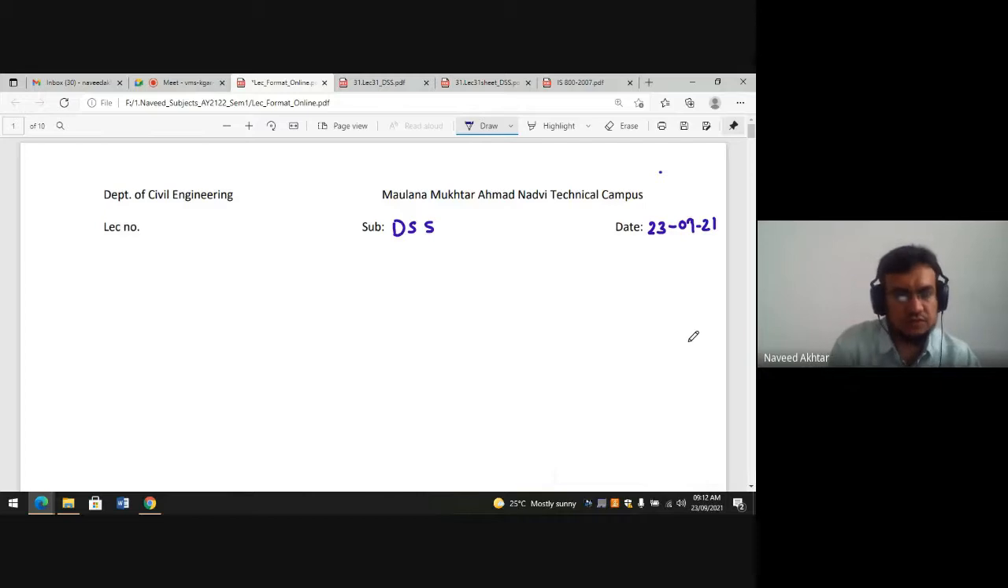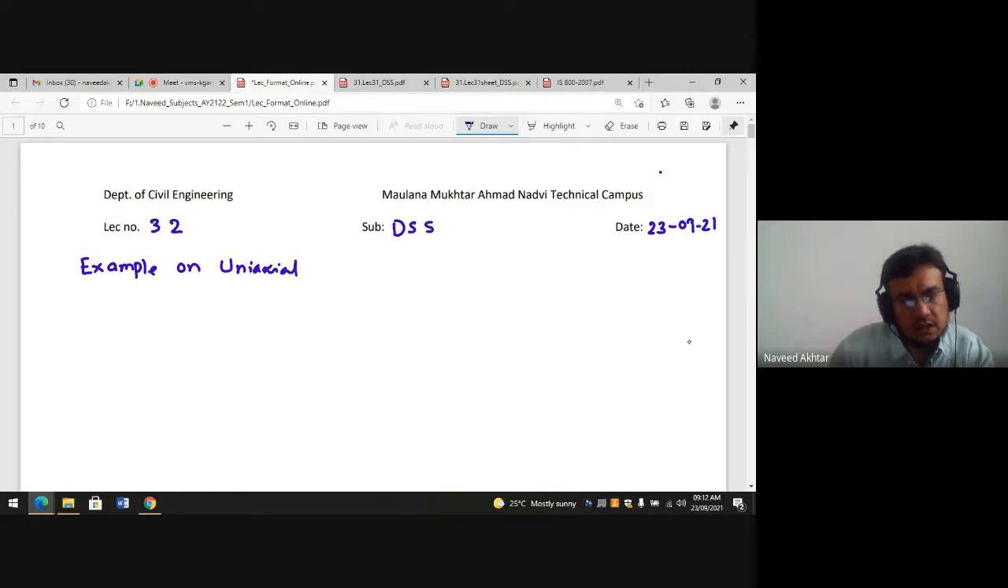Our lecture number 32. Write down this example. You should sit with the pen and paper, write down this example, and try to solve it with me. Example of eccentric column, example of uniaxial bending, or you can say design of eccentric column.